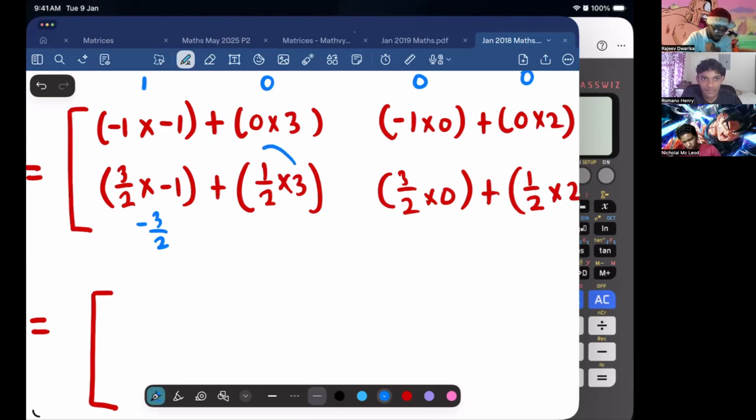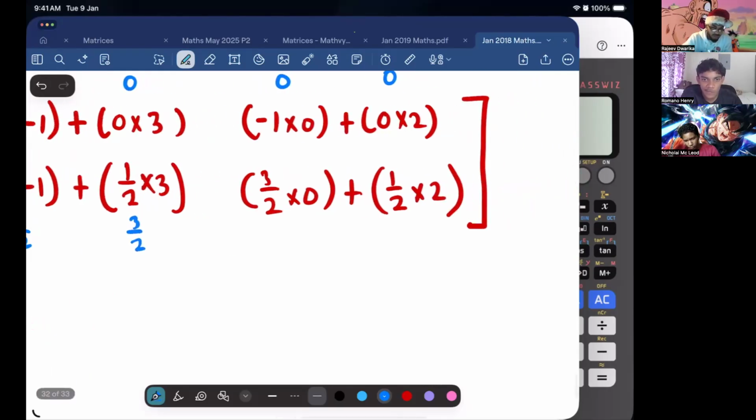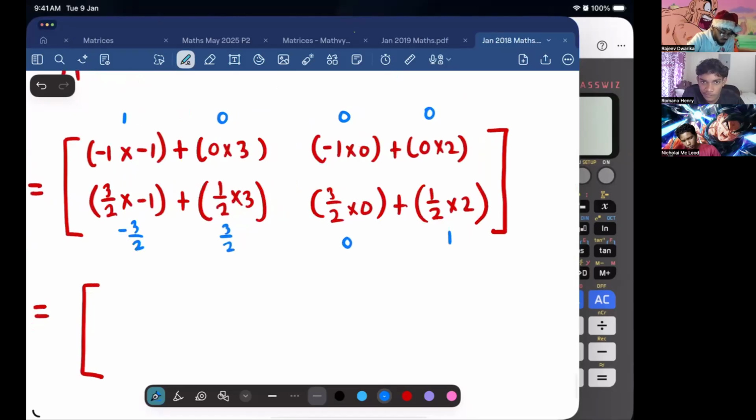And what is a half times 3? 3 over 2. Right? What is 3 over 2 times 0? 0. What is a half times 2? 2 over 2, which will be 1. Right. So what is 1 plus 0? 1. What is 0 plus 0? 0. What is minus 3 over 2 plus 3 over 2? 1.